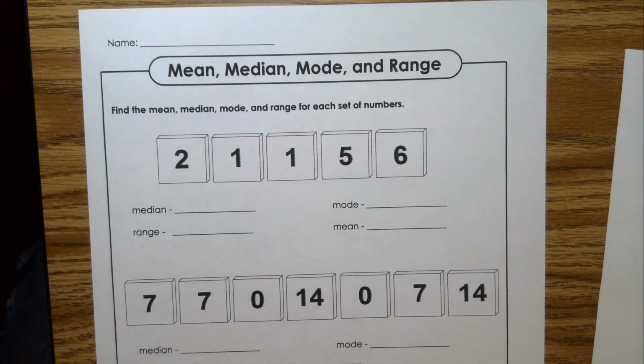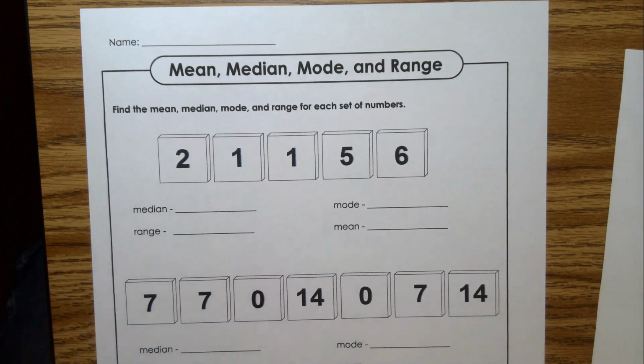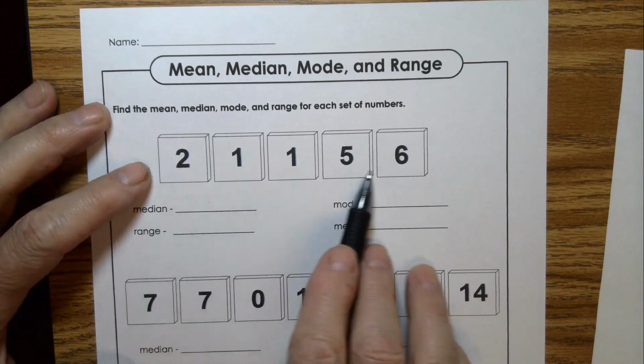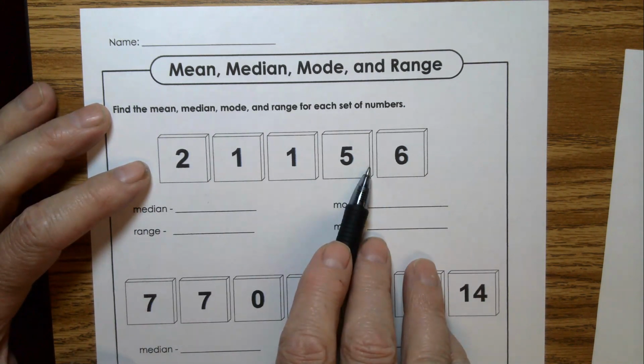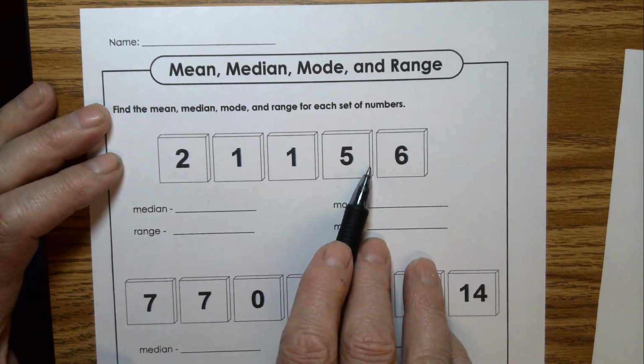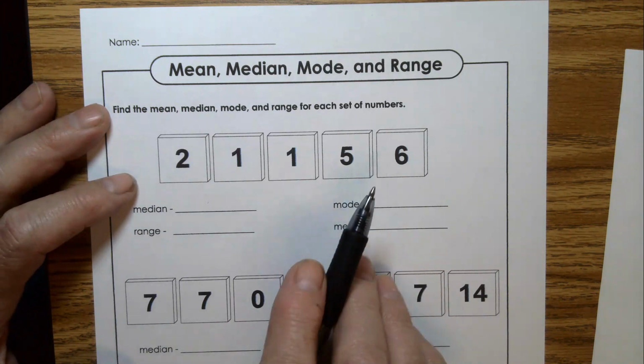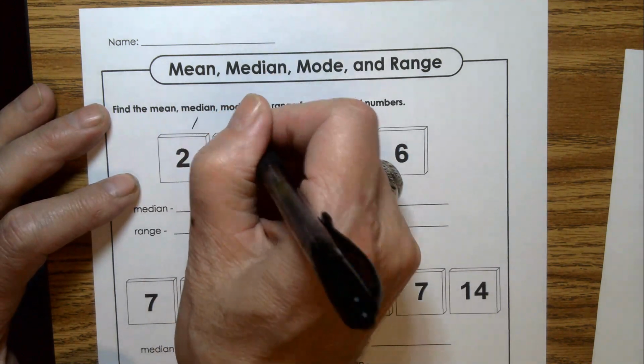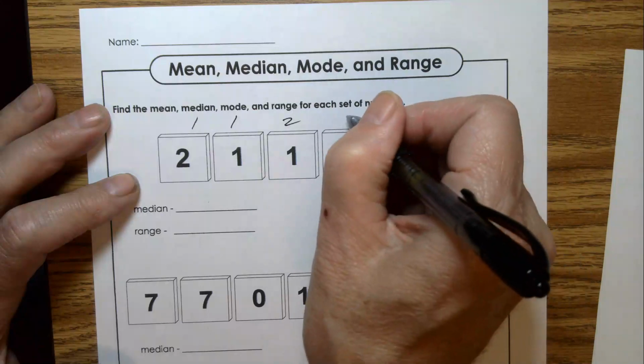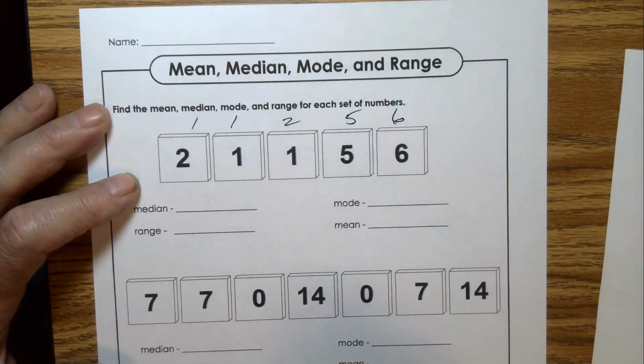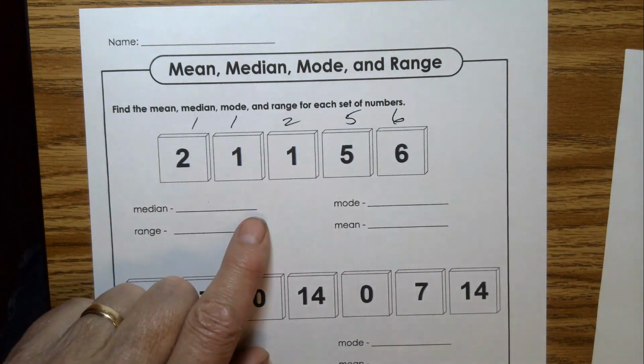So the first thing I want you to do is, if you're going to find median, it has to be in order from least to greatest. You might as well just do it from the get-go, and it'll make things a whole lot easier for you. So if I put these data points in order from least to greatest, it's going to be 1, 1, 2, 5, 6. Okay, so I've now put them in order from least to greatest.